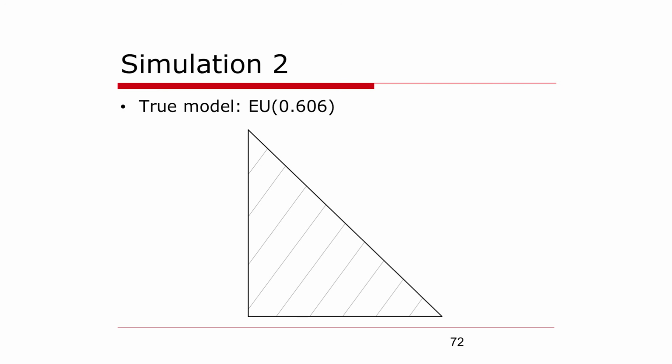In the second simulation, let's switch the models. So now the data come from EU. Okay. The EU has one parameter, which is like a slope. So this is the data generating EU model.